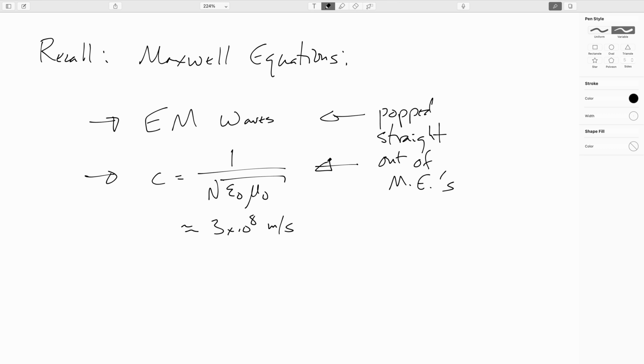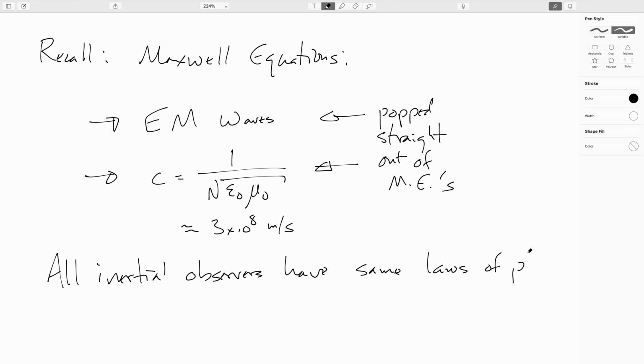Now, if you remember way back to thinking about Newton's first law of motion, one way that you can interpret Newton's first law of motion is to say that all inertial observers have to have the same laws of physics. And this sets up a little bit of a crisis for us here. So the Maxwell equations appear to be universal laws, although maybe they don't have to be.